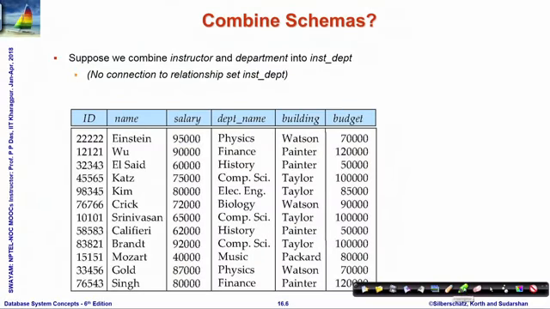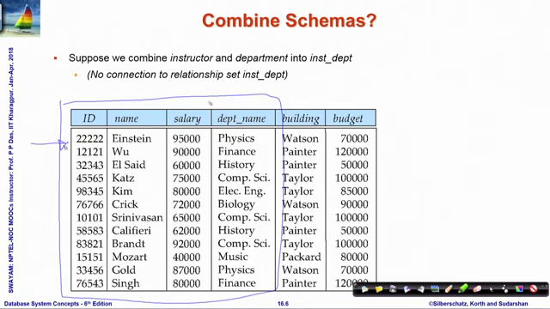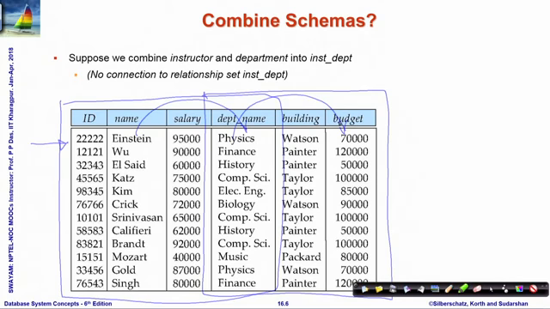the situation is that to answer some of the queries, I may have to do a very expensive join operation. For example, if Einstein wants to know the budget of his department, that cannot be found out from the earlier instructor relation, which had only these fields. So, I have to pick up Einstein from here, do a join based on the department name, dept name, with the department relation, and then only I will be able to find out that Einstein belongs to physics, and physics has a budget of 70,000. So, Einstein's department has a budget of 70,000.